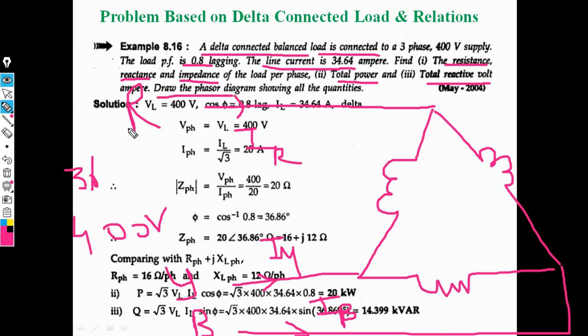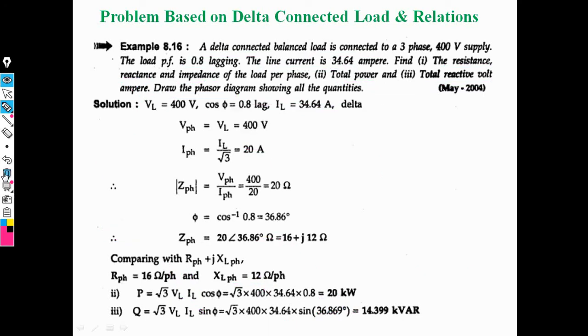That means in this problem we first have to calculate resistance, reactance and impedance. Then calculate total power, then reactive volt ampere, and the last one is the phasor diagram. Now this is the given condition.